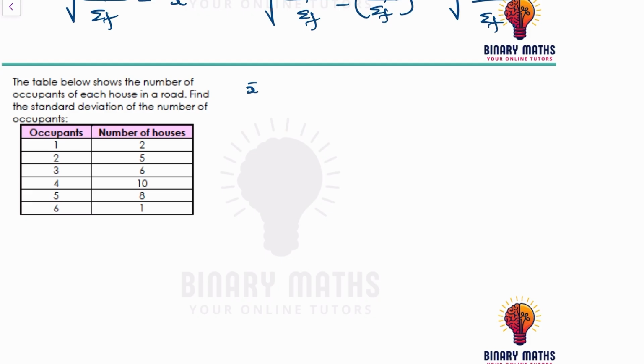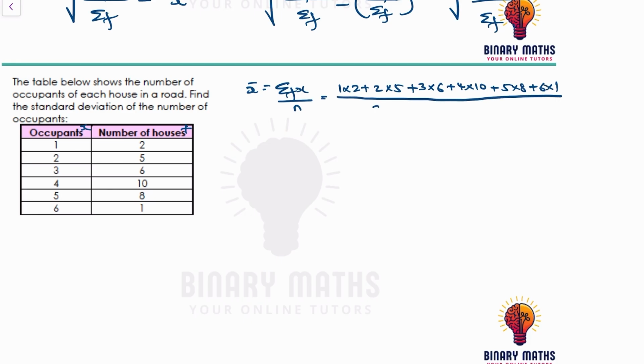So x bar, which is the mean, is equal to the sum of f x over n, which means all I have to do is, this is x and this is f. Because it's discrete data, I just need to multiply it and add it together and divide by n. So it's 1 times 2 plus 2 times 5 plus 3 times 6 plus 4 times 10 plus 5 times 8 plus 6 times 1, all over this total frequency. I prefer writing the sum of f: 2 plus 5 plus 6 plus 10 plus 8 plus 1, which is equal to 29 over 8, which is 3.625.